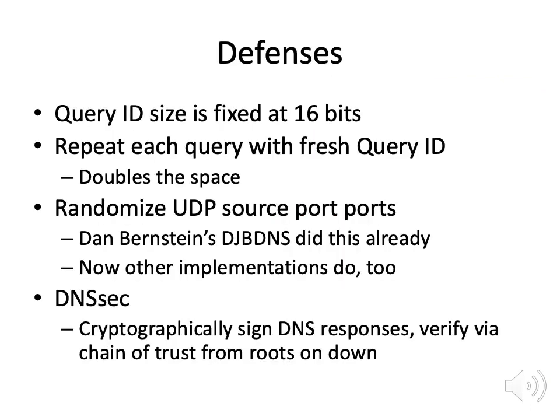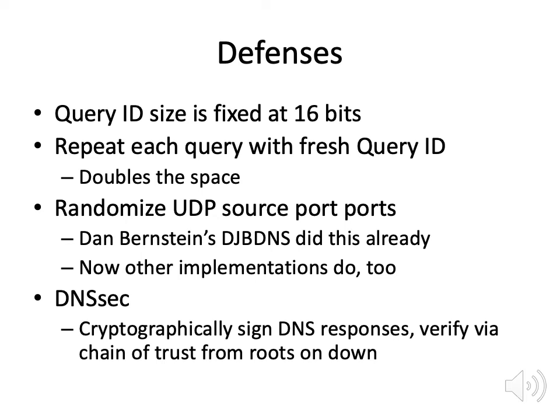Well, we're sort of limited by the protocol. The query ID is only 16 bits, which is a lot to guess, but your chance of getting one right if you try enough times is actually pretty high. So one thing we can do is repeat each query twice with different query IDs that are each random. This makes it a lot harder because you have to guess two correct numbers instead of one.